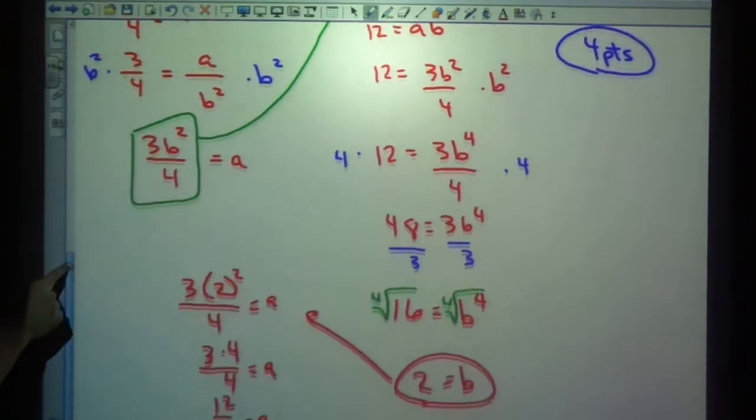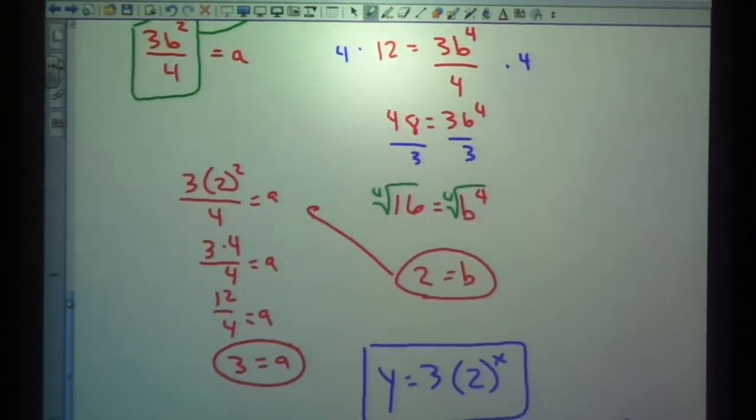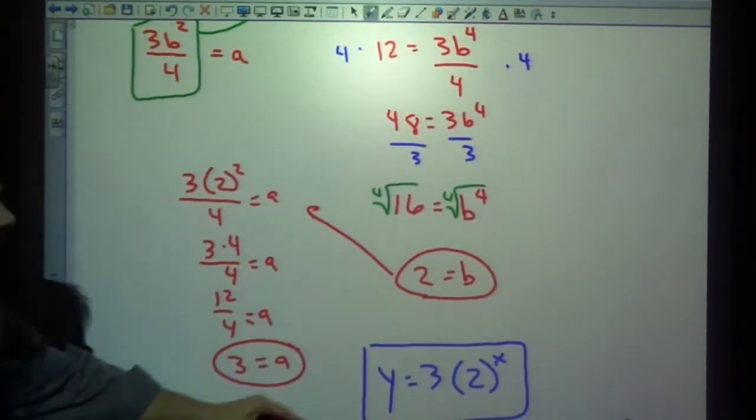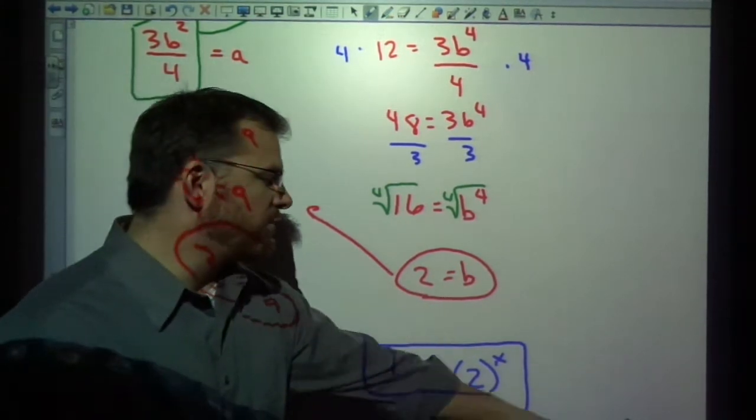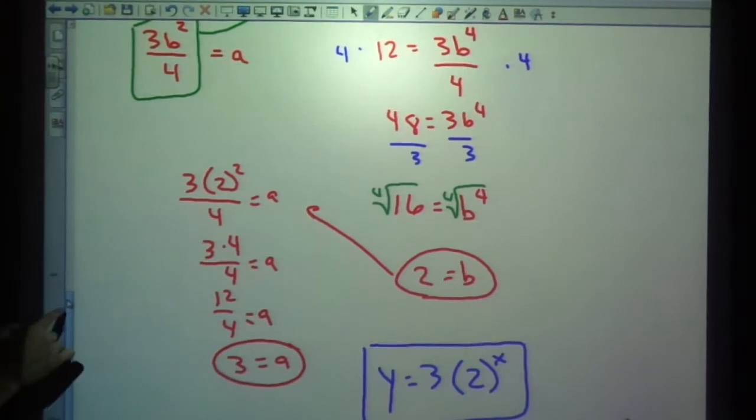Plug it back in for a. And when you solve for a, you should get 3. So our equation is y equals 3 times 2 to the x. This page has 12 points on it. Give them a score out of 12.